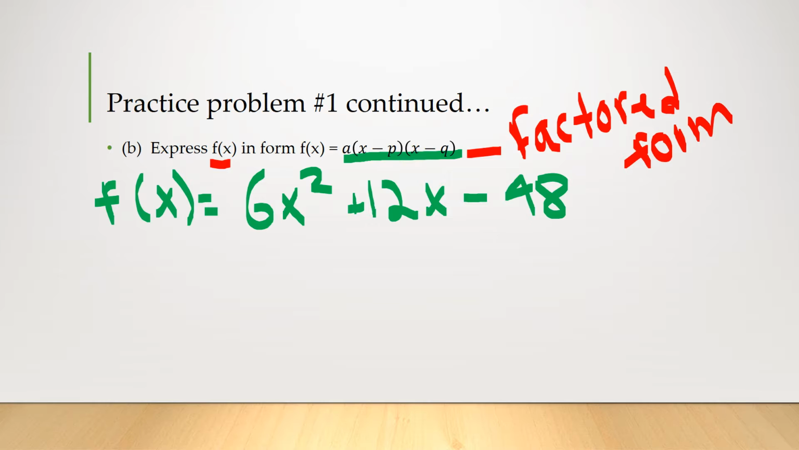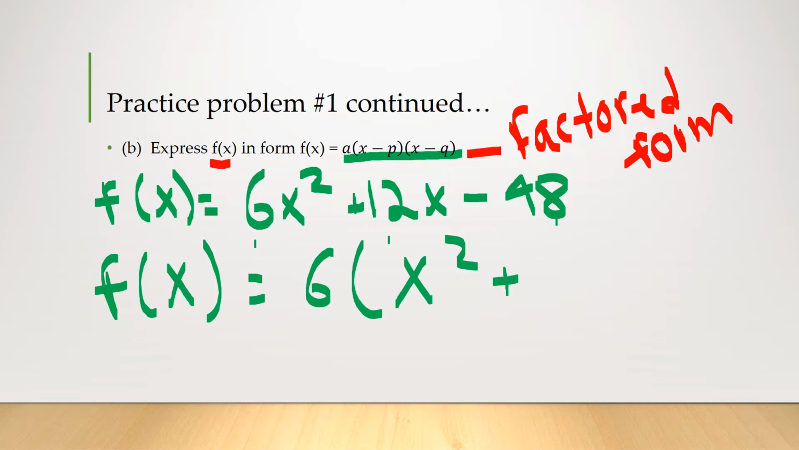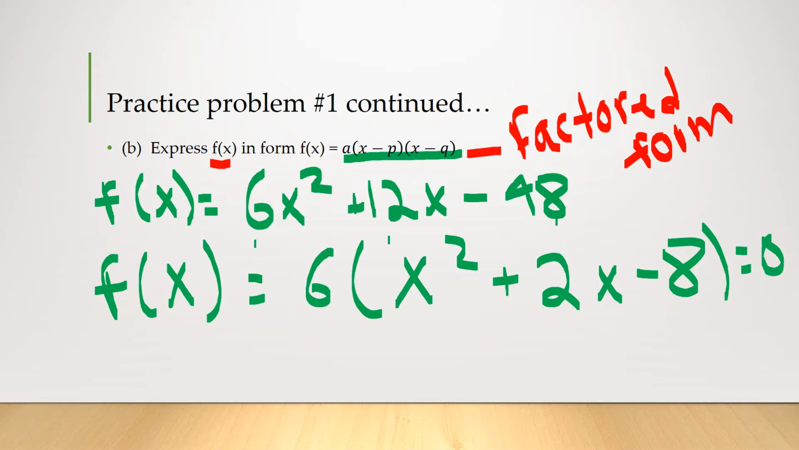But to begin, if there's something you can factor out of all three numbers, you should do it. Here, the easiest way is 6. So we're going to do 6 times (x squared plus 2x minus 8). And this is still equal to 0.